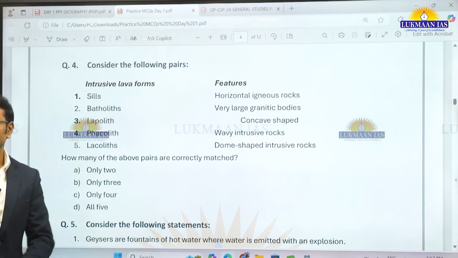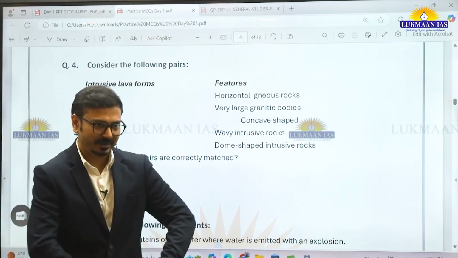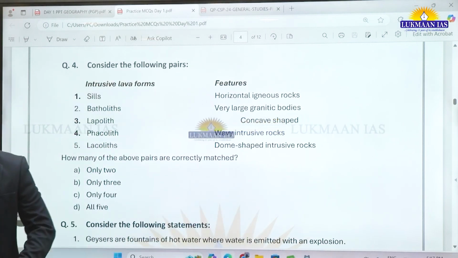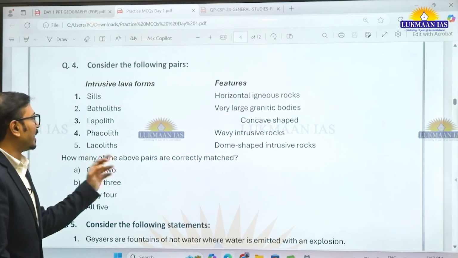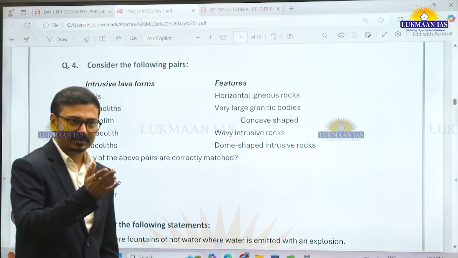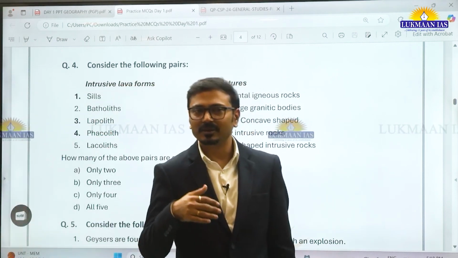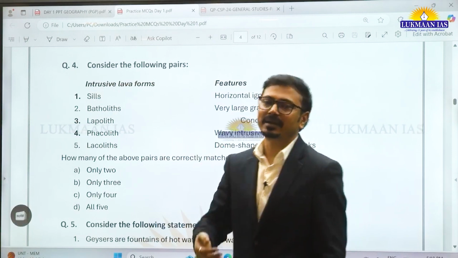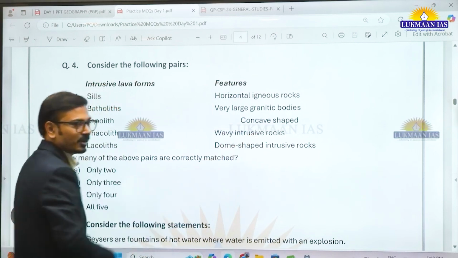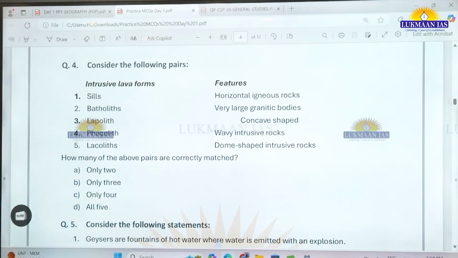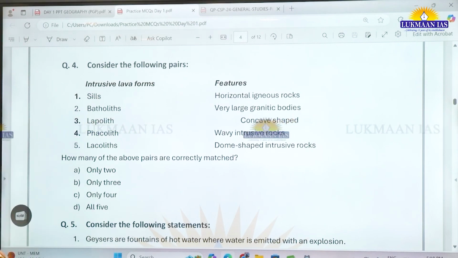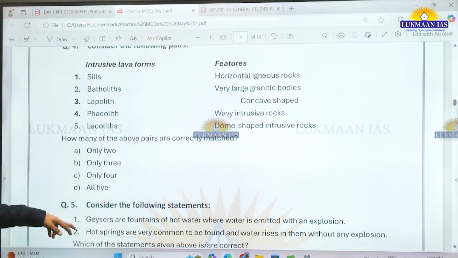Laccoliths, sorry, lapoliths, I told you, lap, like a lap. Concave towards the sky. So simply it is concave shaped. Phacoliths. Yes. Whenever there are compressed rocks, in a horizontal direction the magma is solidifying at the top of an anticline and the bottom of a syncline. So they are wavy intrusive rocks, phacoliths. And what are laccoliths? Convex dome shape with conduit from the bottom. So all are correctly matched. D is the correct answer.